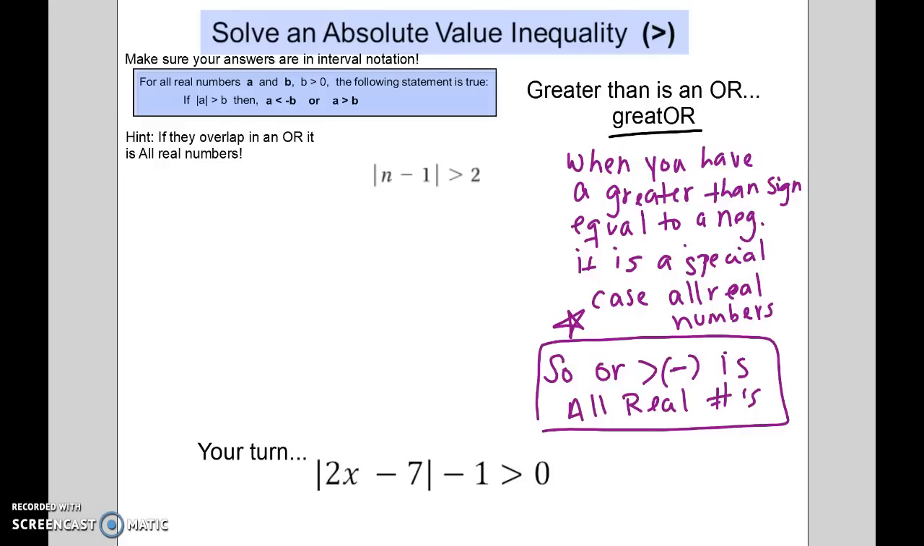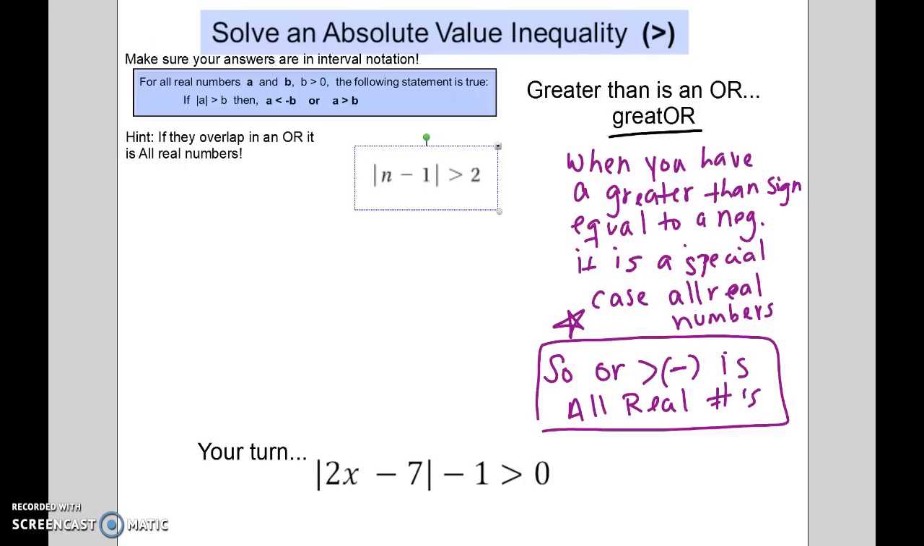Okay, so we wrote this down. When you have a greater than sign equal to a negative, it's a special case, which is all real numbers. So an or, greater than a negative, is all real numbers, which means you shade the whole line. You don't even have to work out the problem. You already know it's going to be all real numbers. So we look at this one here. It is not equal to a negative, which means it is not all real numbers. So I'm going to go ahead and solve it.